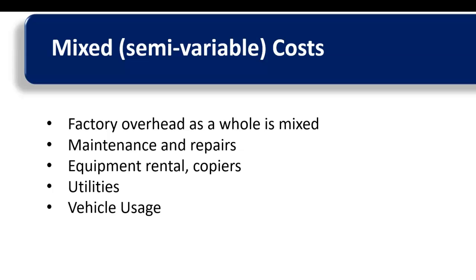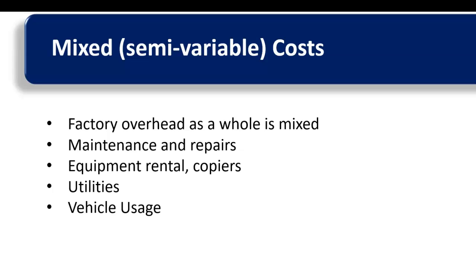And then you have your mixed or semi-variable costs. So these are costs that contain both a fixed component and a variable component. If you look back at the past two slides where we talked about factory overhead, we had some pieces of factory overhead that were fixed and some that were variable. So if you wanted to consider your factory overhead as a whole, it's actually a mixed cost because there's some semi-variable costs in there and some fixed costs.